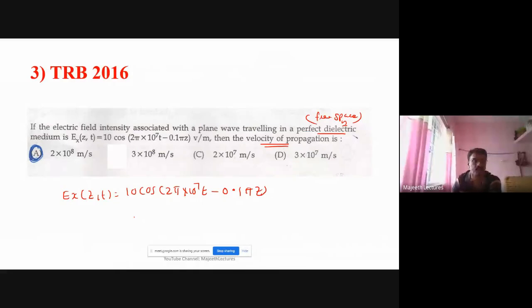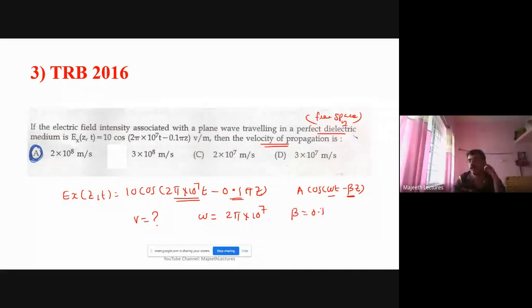What is the V value? Right? So I can find the V value. You see, in general, we compare this with the general equation. The general equation is A cos(omega t minus beta z). I told you in the last class itself. So if you compare, omega is 2 pi into 10 power 7. Fine. What about beta? This is beta. Beta is equal to 0.1 pi. Right?